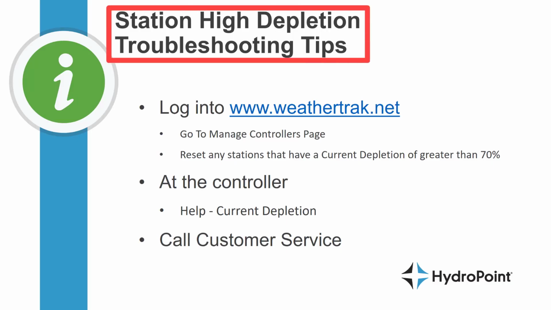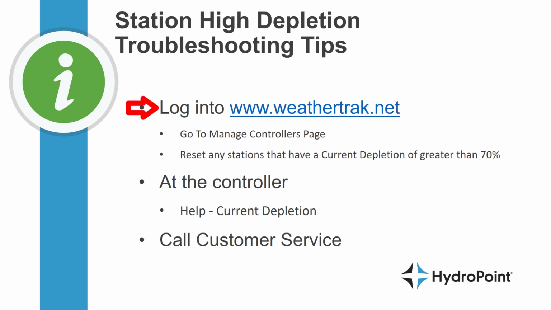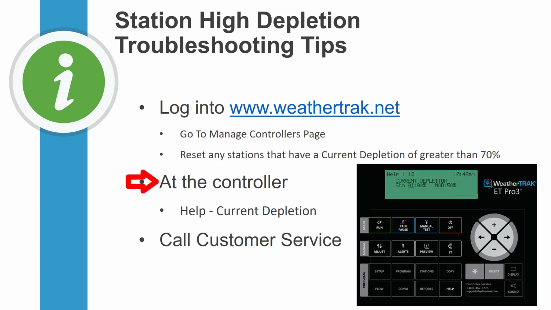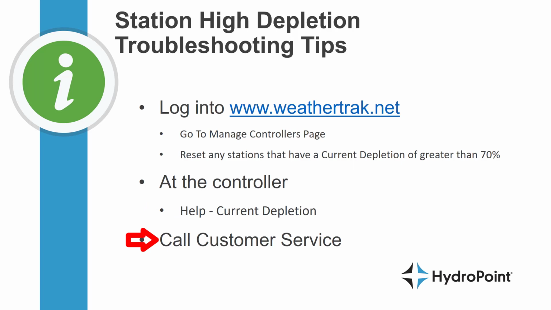So if you're troubleshooting your station high depletion alerts, log into your WeatherTRAK.net account and go to your Manage Controllers page and reset the current depletion for any station that has a current depletion of greater than 70%. This can also be done at the controller on the Help menu. And for more tips in troubleshooting your station high depletion alerts, call the HydroPoint customer service team.